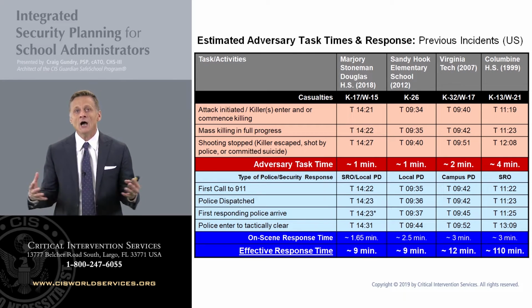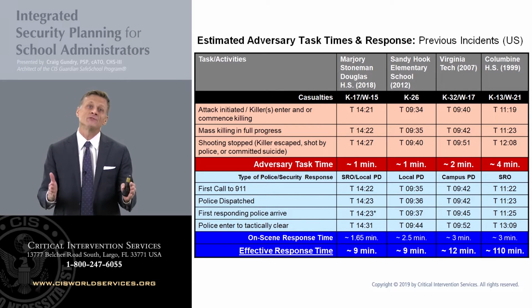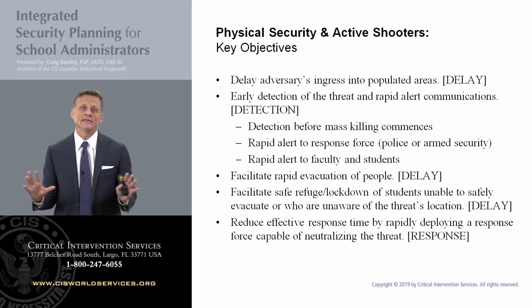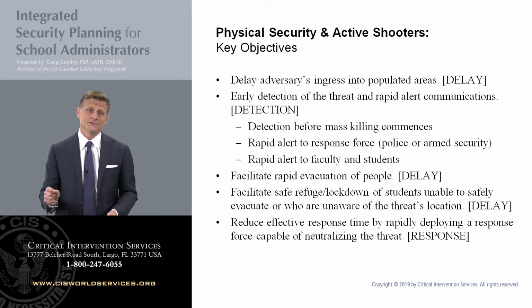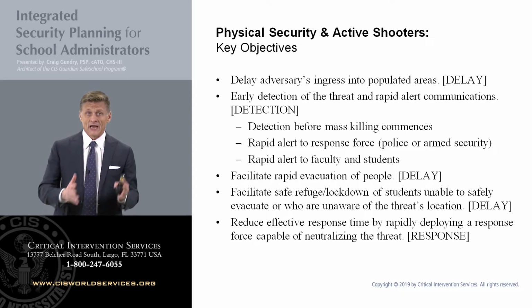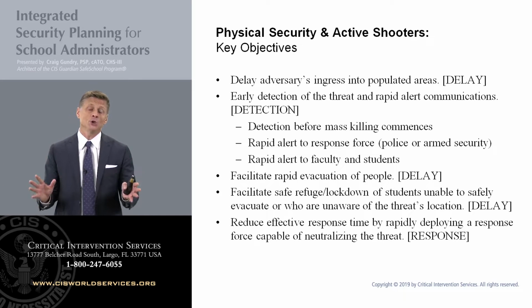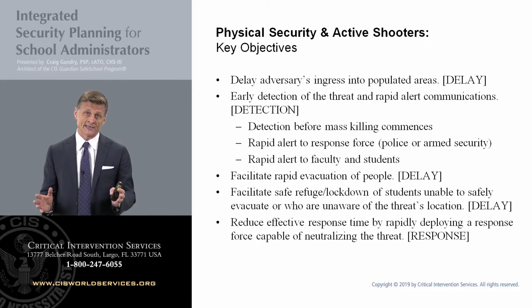Now, in order to accomplish this objective of narrowing the gap between adversary task time and time of interruption, or what you saw in the last slide as the effective response time, there are a number of things that we want to try to integrate into our security design. The first is making sure that we're delaying the adversary's ingress into populated areas. The second is early detection of the threat and rapid alert communications. Ideally, detection before mass killing commences. Then, rapid alert to the response force that's capable of actually intercepting and neutralizing that adversary.